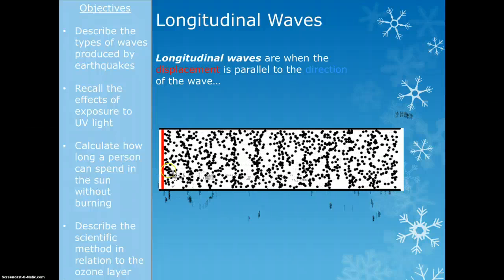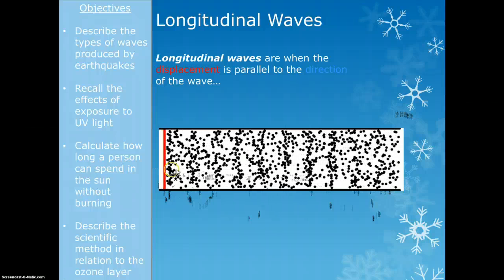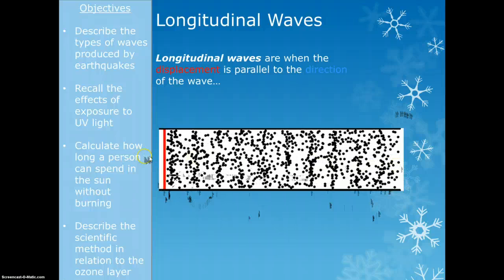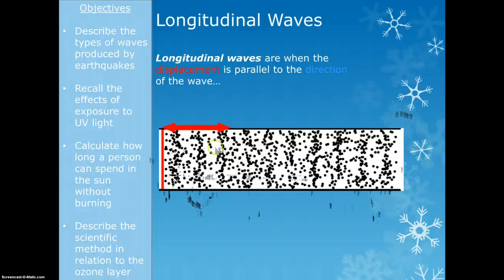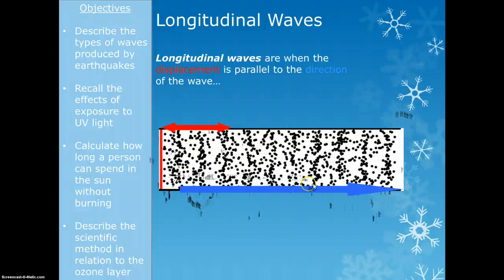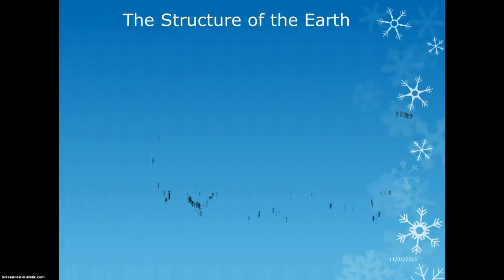We can see this one particle is moving from side to side here, and that is in the same plane as the direction that the wave is going. So the wave is going this way and the individual particles are vibrating this way. So our displacement is in the same plane, it's parallel to the direction that the wave is travelling. So that is a longitudinal wave.